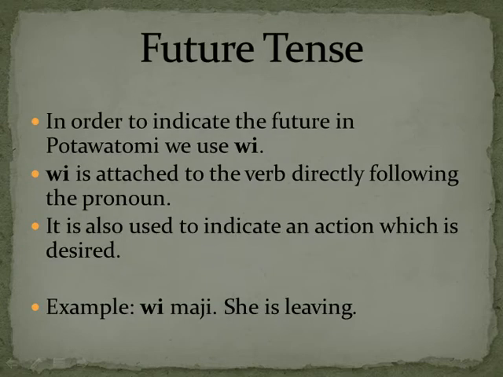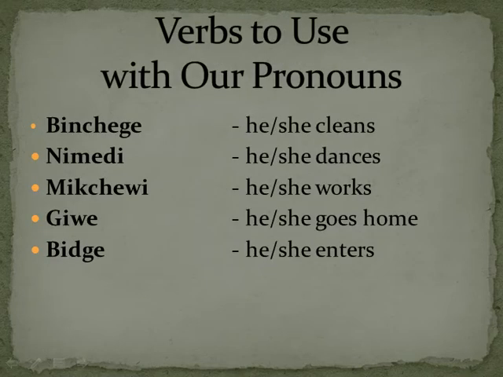In the future, we use we, and again you attach it directly following the pronoun. It's used to indicate also an action which is desired. So we maji, he or she is leaving, or we maji, she wants to leave. And again, when it's he or she, it depends on who you're talking about. It's kind of contextual as to who you're talking about, unless you add a kwe for woman or a nene for man. Some verbs to use with our pronouns: binchige, he or she cleans.